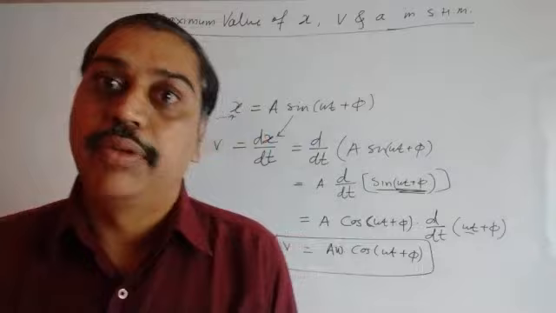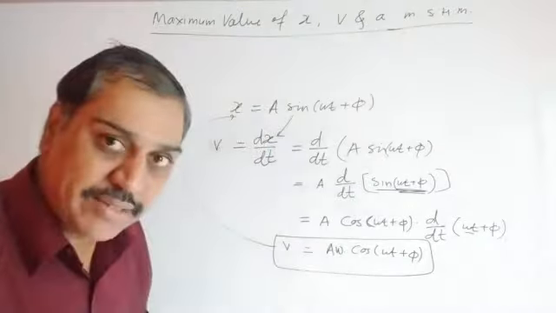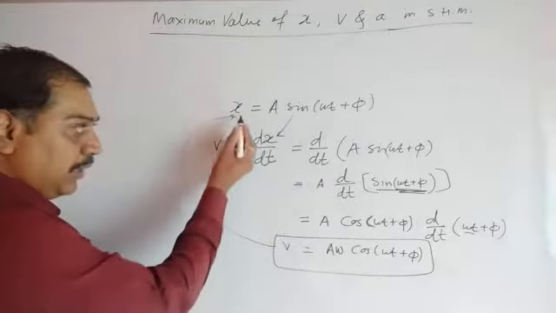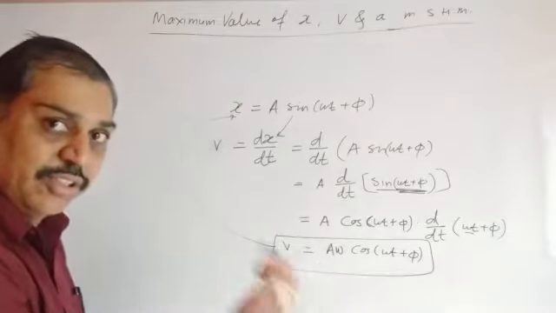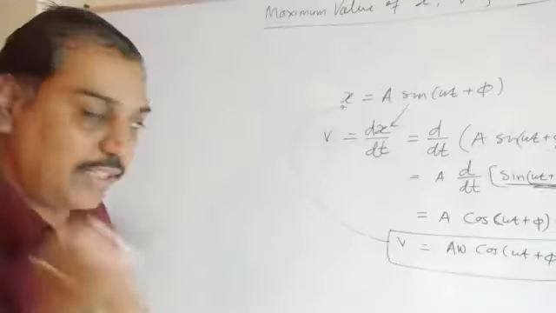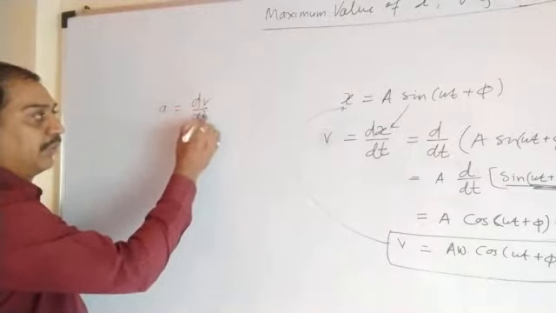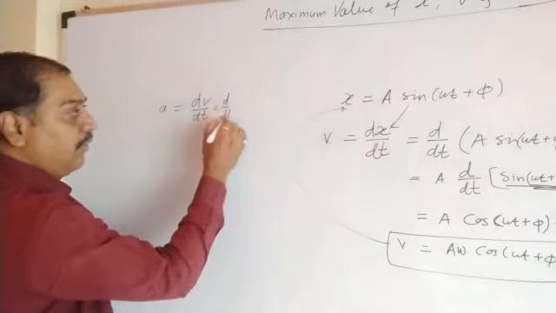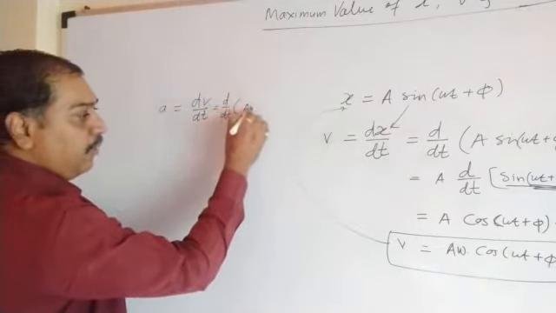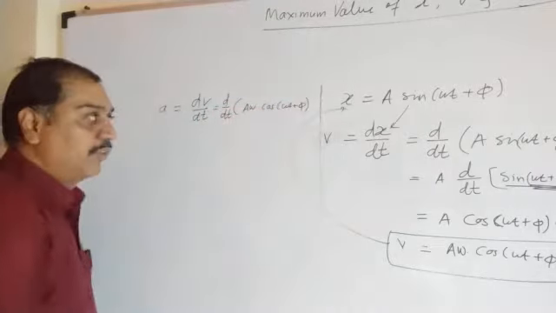At the same time, we can derive the equation for acceleration now. It's a very simple thing. The rate of change of displacement is velocity, and the rate of change of velocity is acceleration. So we can write a equals dv by dt. Just put in the value of v from this equation: d/dt of a omega cos of omega t plus phi. So this would be the equation.